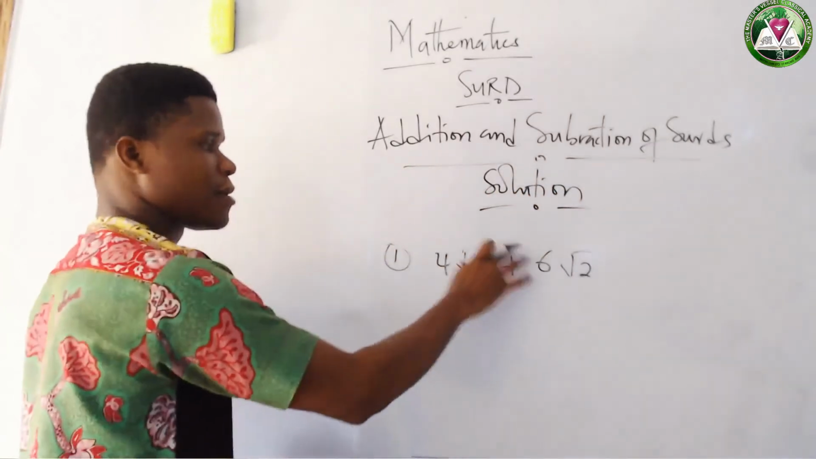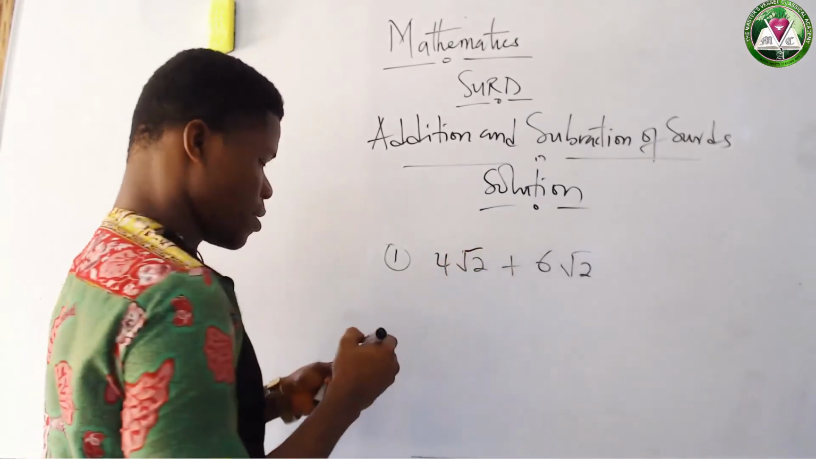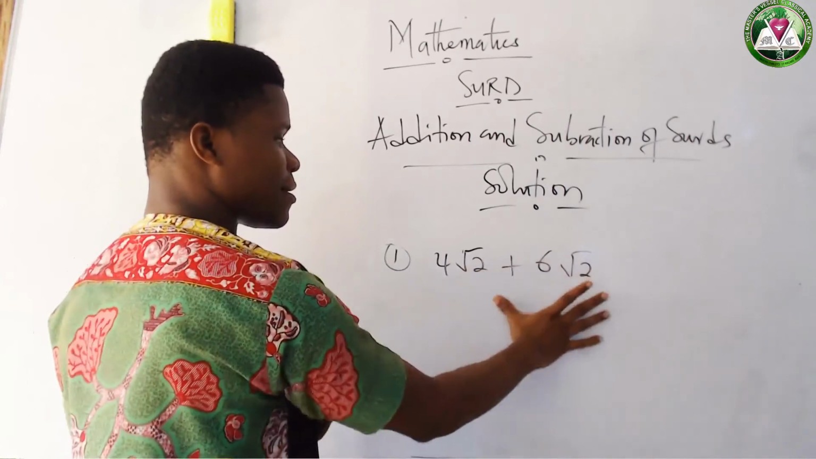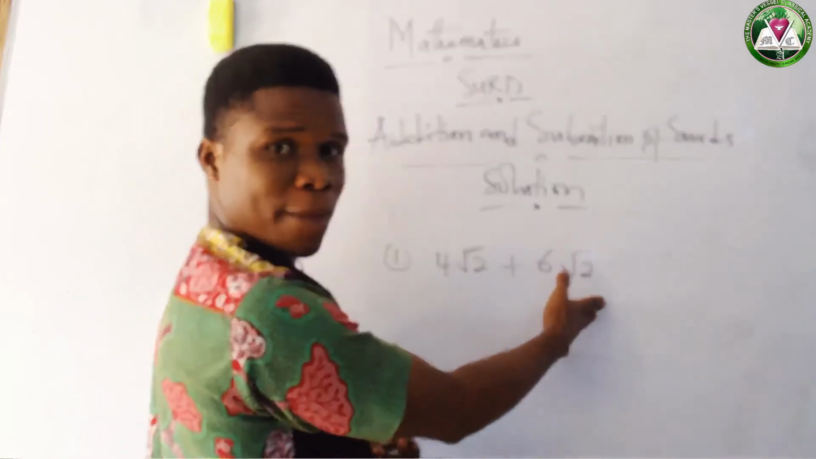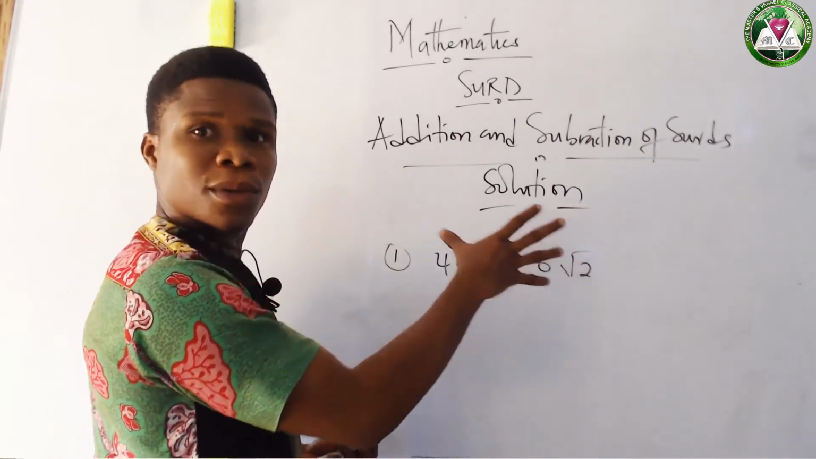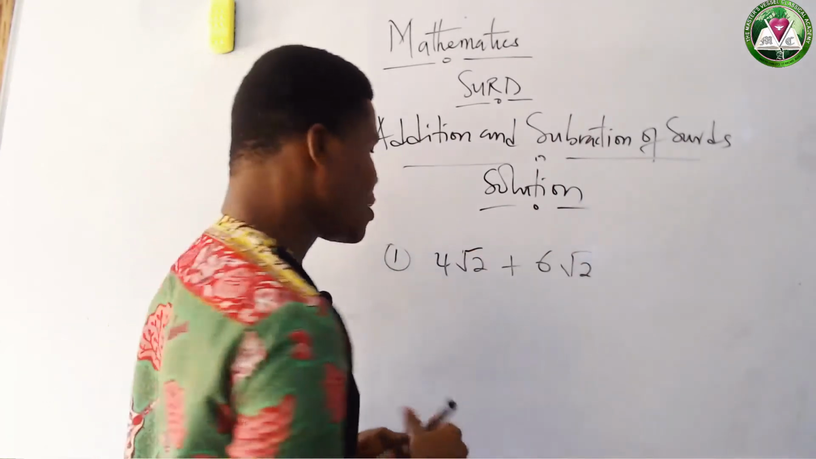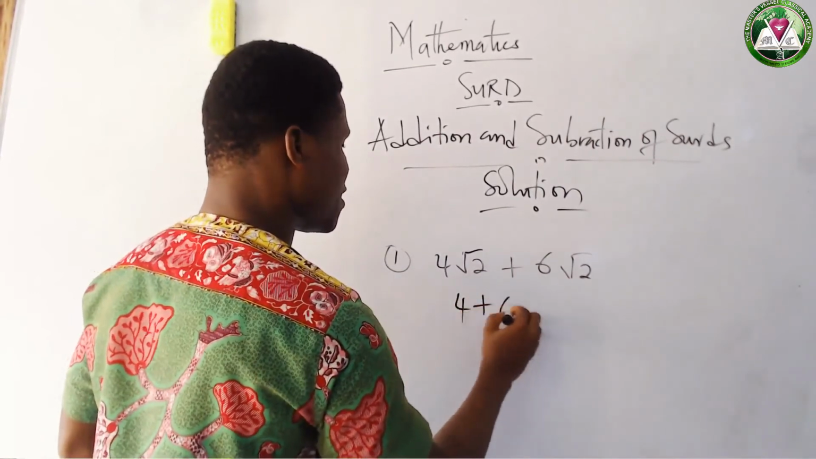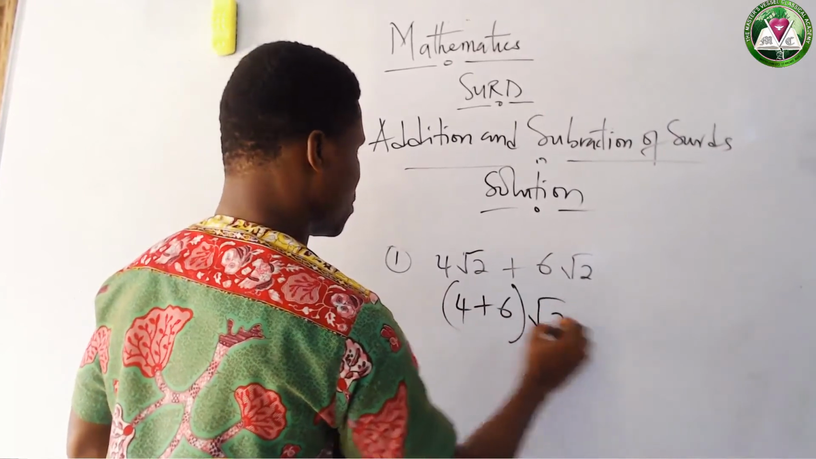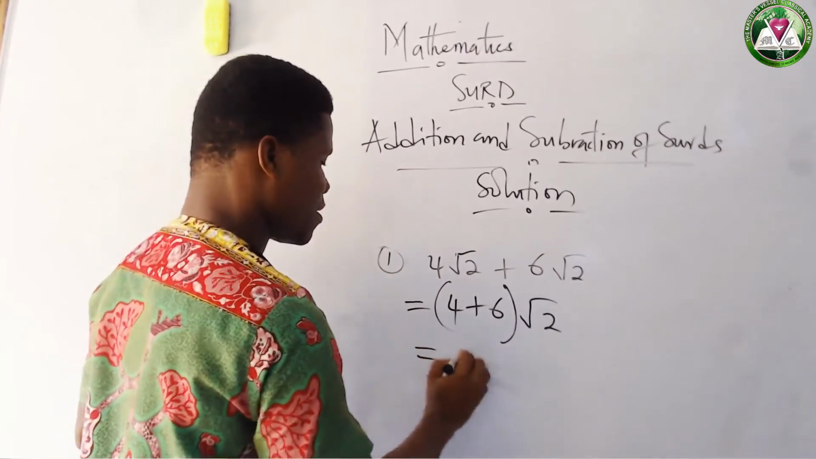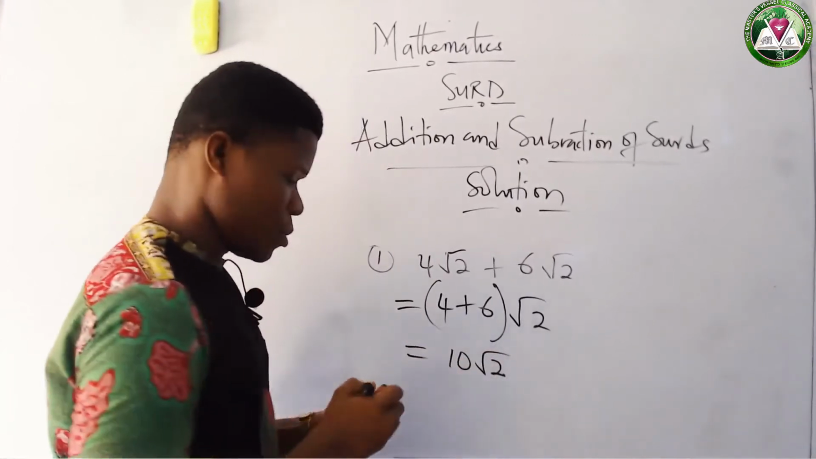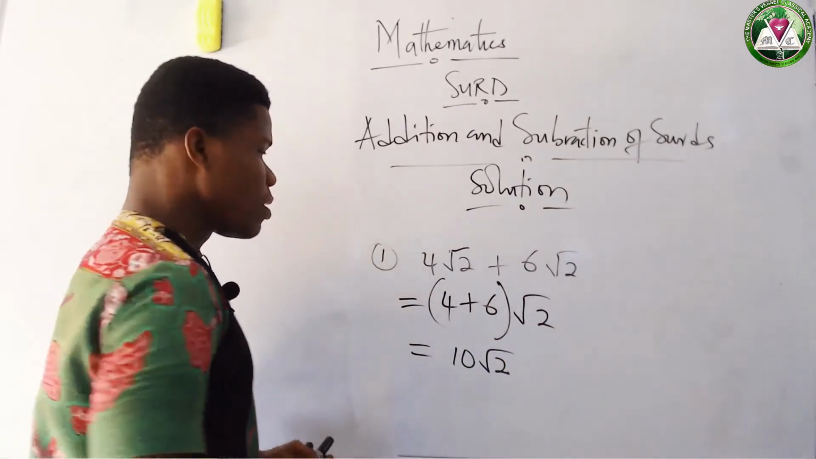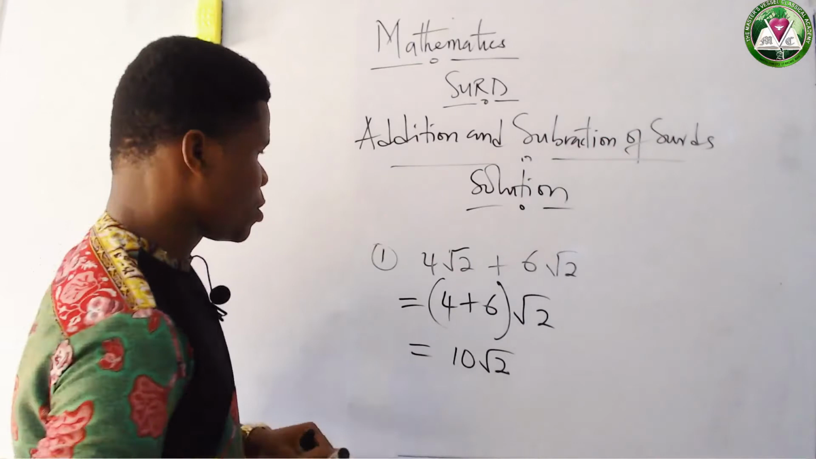I want to add 4 root 2 plus 6 root 2. You can see they are like terms. We have 2 here, we have the same 2 here. Since they are like terms, we just add the numbers outside the root. So it will be 4 plus 6 root 2, which will give us 10 root 2. So just add the numbers outside the root if they are the same root 2.